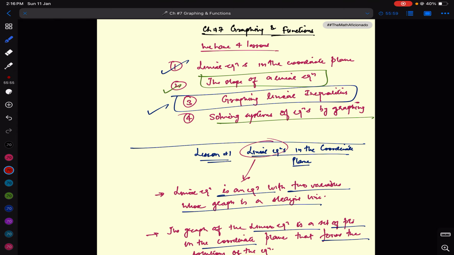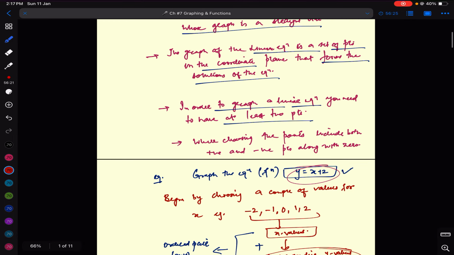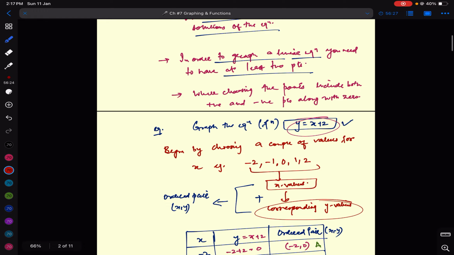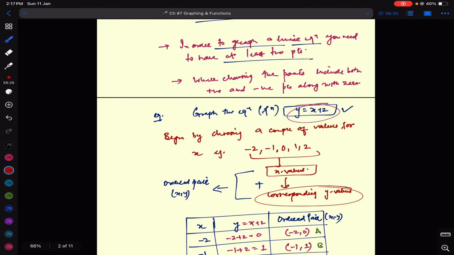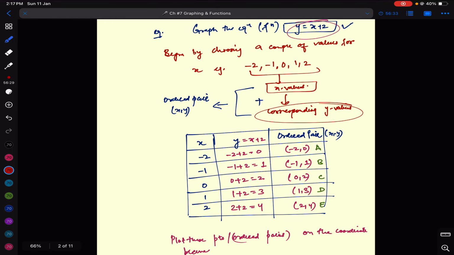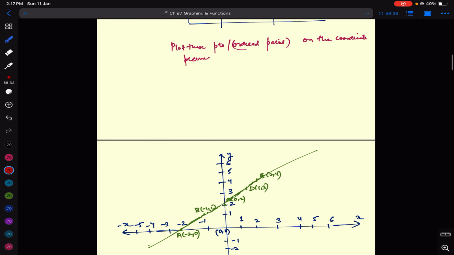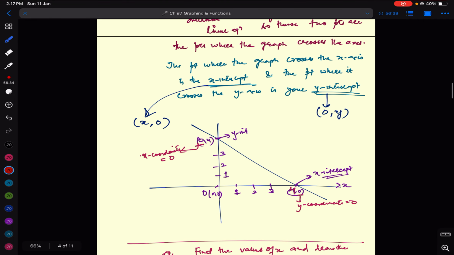Okay, so here we discussed chapter number 7, which was graphing and functions. We talked about 4 lessons and we individually covered them in detail. So I hope everything is clear to you. In the first lesson we talked about linear equations: what linear equations are, how we figure out the graph, and how many points we start with in order to figure out the graph. We can have more than 2 points, or we can also figure it out from the 2 basic minimum points, which are the x and y-intercepts. We form the table, we form the graph.